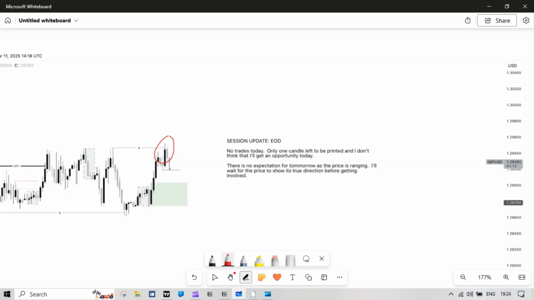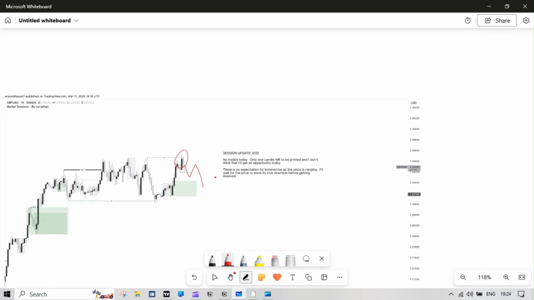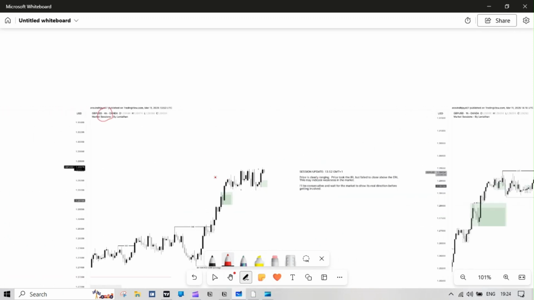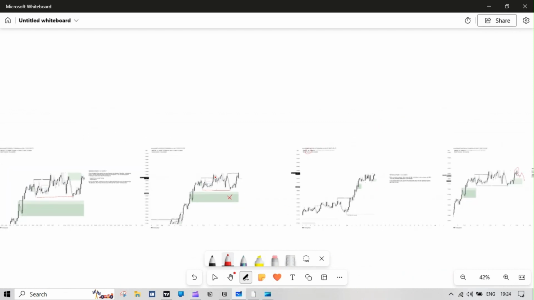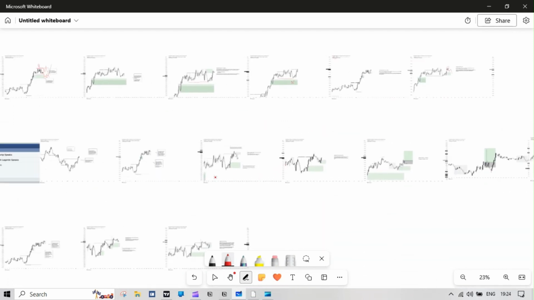And if the price shows bearish signs, I can look to place shorts. But the session got over, and I didn't get any trades on this day. Since the market is ranging, I didn't do any next day analysis. So I just left the desk and waited for the next day to come, and then with a fresh mind, I can do the analysis. So this is what happened on March 11th.